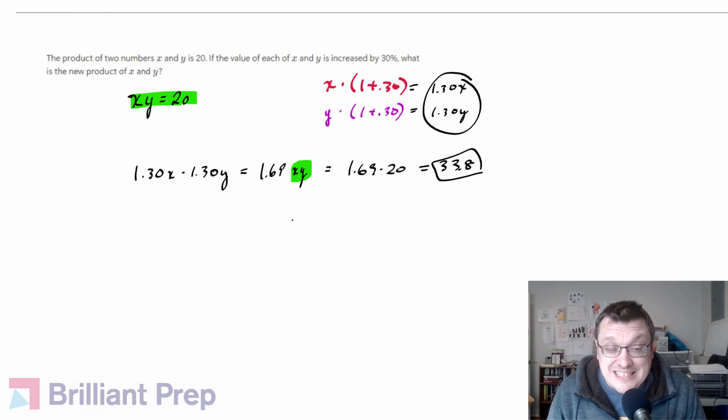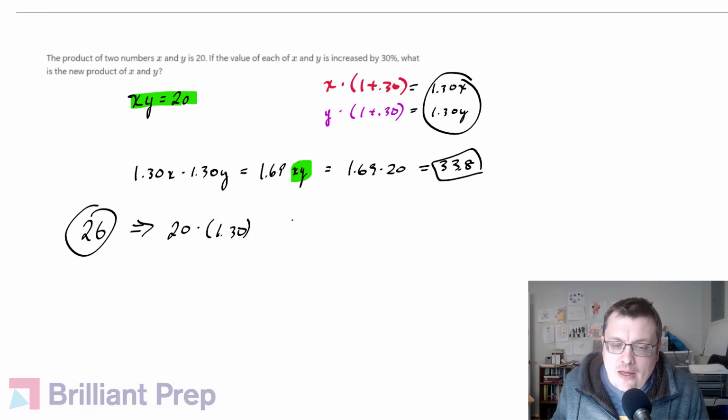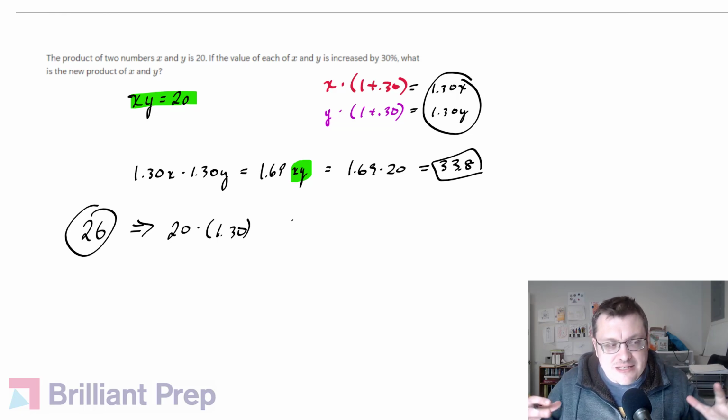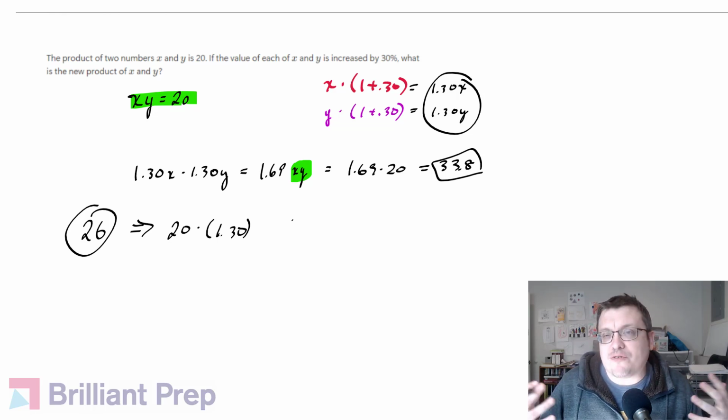Note that if you got 26 as your answer, you very likely did something like 20 times 1 plus 0.30, or 20 times 1.3. That would have worked, but for the fact that we have two numbers increasing by 30%. So yes, each number is increasing by 30%, but the product, which is the product of two numbers that have increased by 30%, must reflect that.